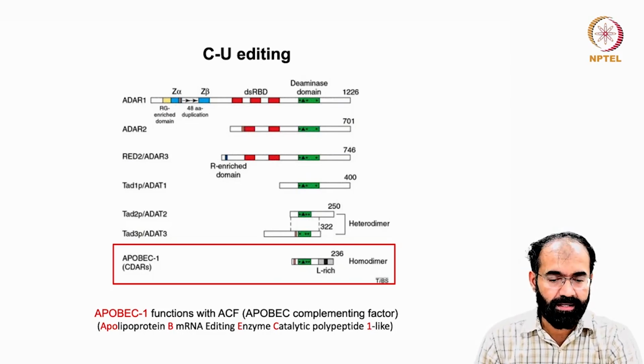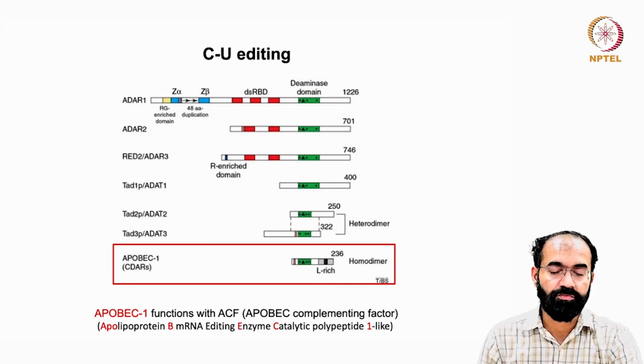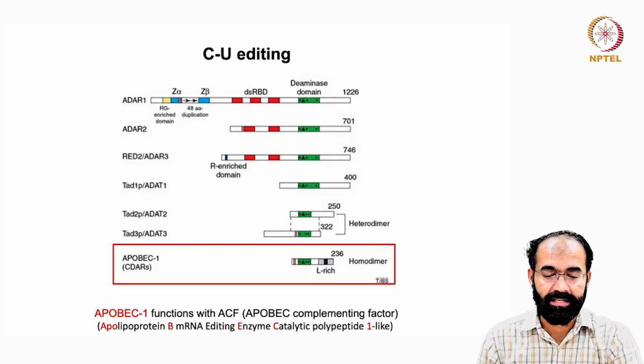So what is APOBEC? Apolipoprotein B mRNA editing enzyme catalytic polypeptide 1-like, that is the full form of APOBEC, and some portions have been taken, highlighted in red color, APOBEC, and 1-like is given this number. This functions with ACF. What is ACF? APOBEC complementing factor.